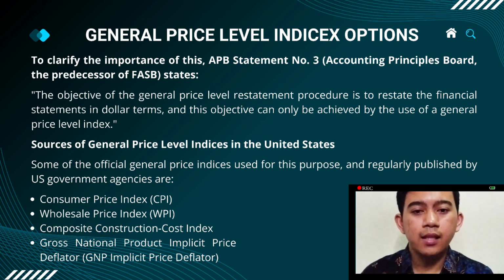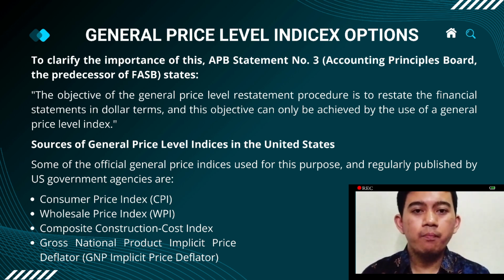In addition, there is also the Wholesale Price Index, which is also published by the Bureau of Labor Statistics. This index measures price change at the wholesale level before goods reach the final consumer, making it useful for detecting inflationary pressure at the production and distribution stage.